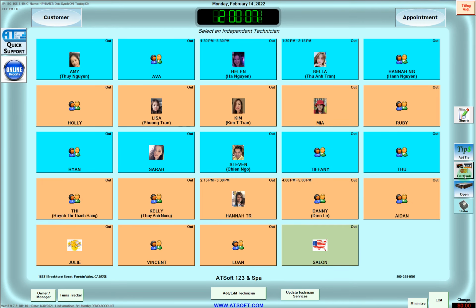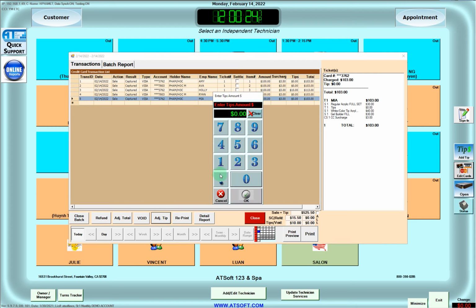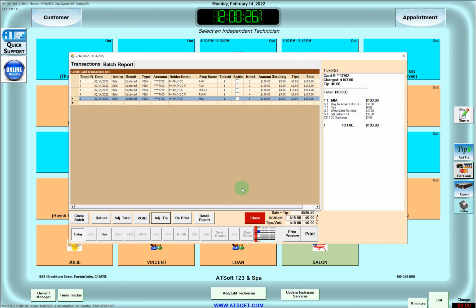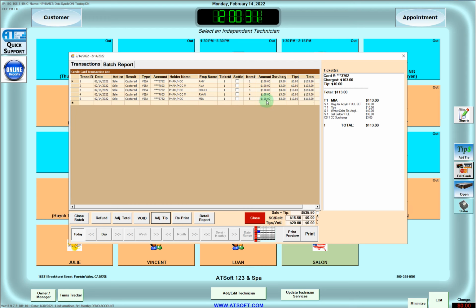Now let's go to edit card. You can see transaction 5 is Mia: $100 service, $3 surcharge, 0 tip, and 103 total. Now let's add a tip. Again, total: $100 service, $3 surcharge, $10 tip, total 113.